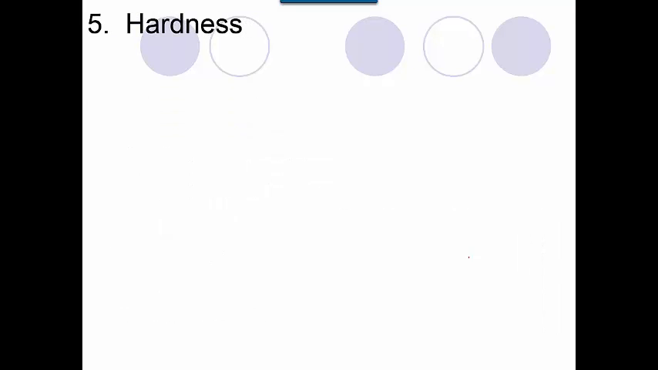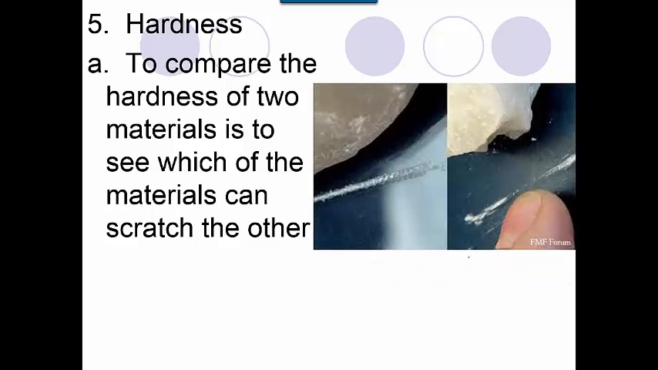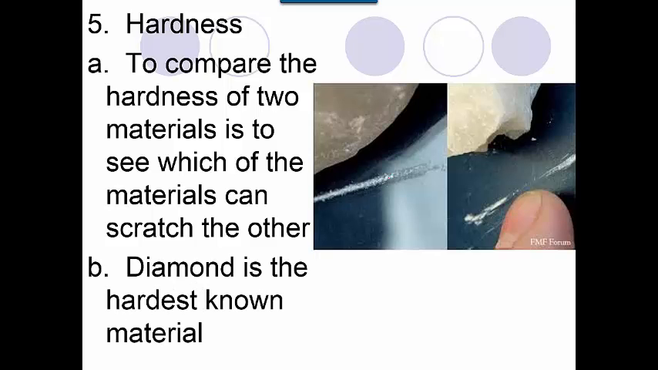And then there's the hardness level, and different chemicals have different hardness levels, and to compare the hardness of two materials, you would try to scratch one on the other, and the one that scratches is obviously the softer material. So we have scratch plates that we can use, and you take the material and you scratch it onto the other material. And diamonds are the hardest known material that we have. Diamond cutters and things are very good for cutting. So that's the hardness level.